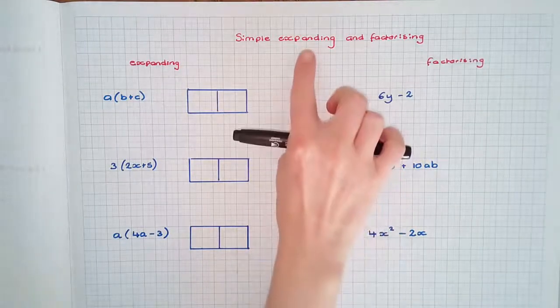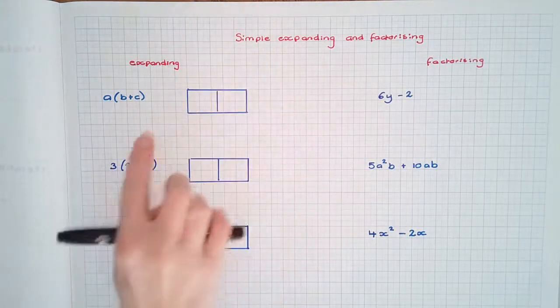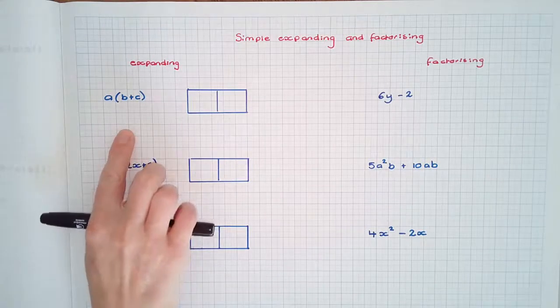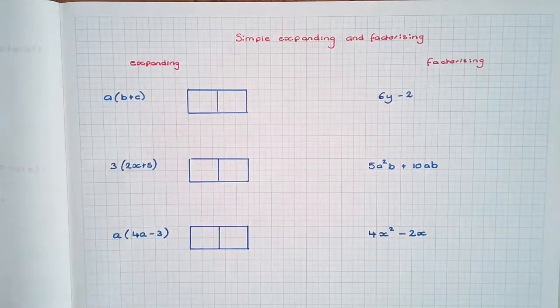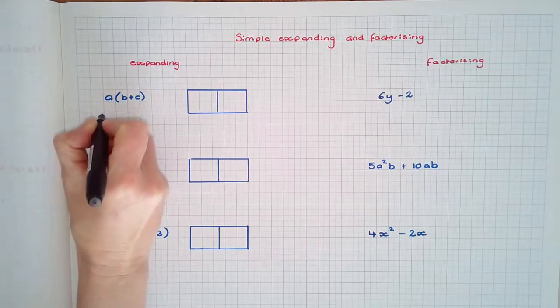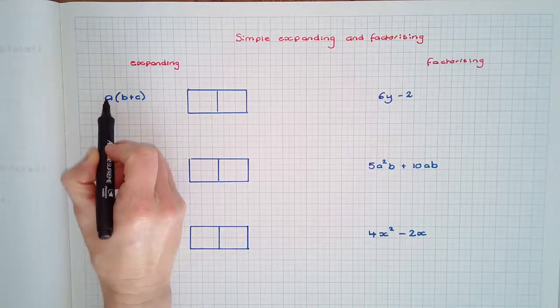In this video, we're going to have a look at expanding and factorizing simple expressions. Expanding brackets uses the distributive law. Here we have A multiplied by, in brackets, B plus C. Remembering the distributive law, all terms on the inside must be multiplied by the terms on the outside.